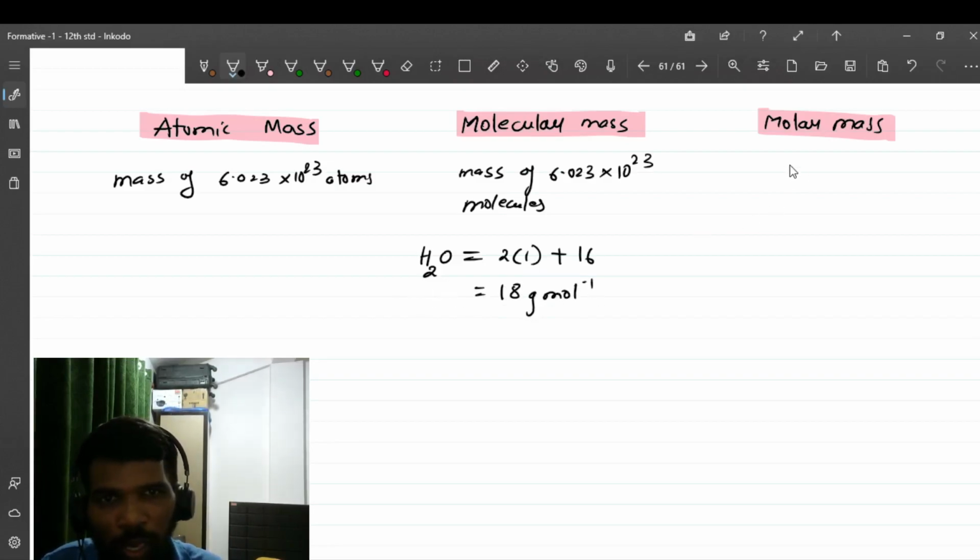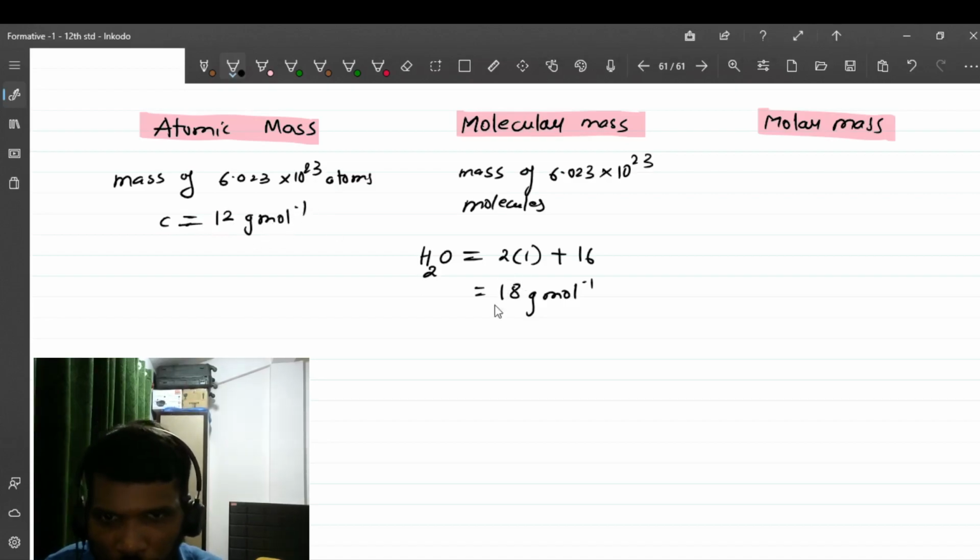And molar mass. So I'll consider here, carbon is having 12 grams per mole. What is the meaning of this? Molecular mass. Molecular is with respect to molecule. Again, it is 6.02 into 10 to 23.